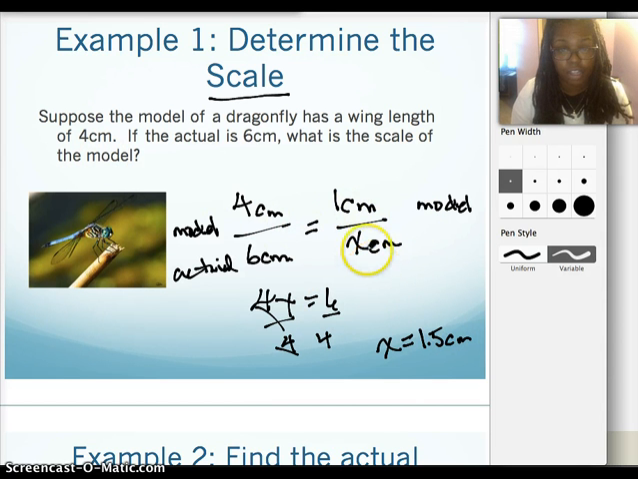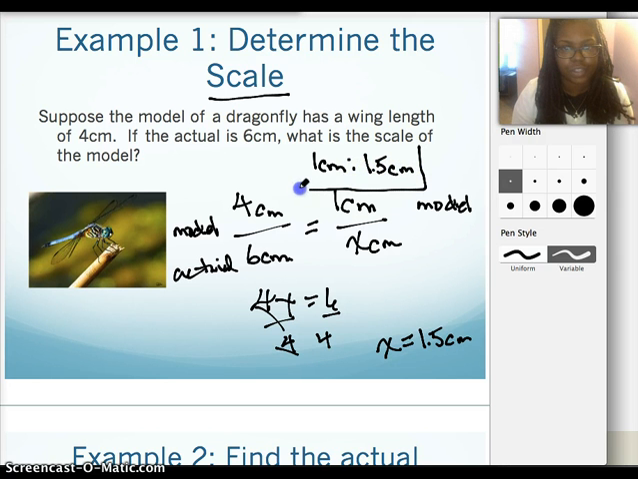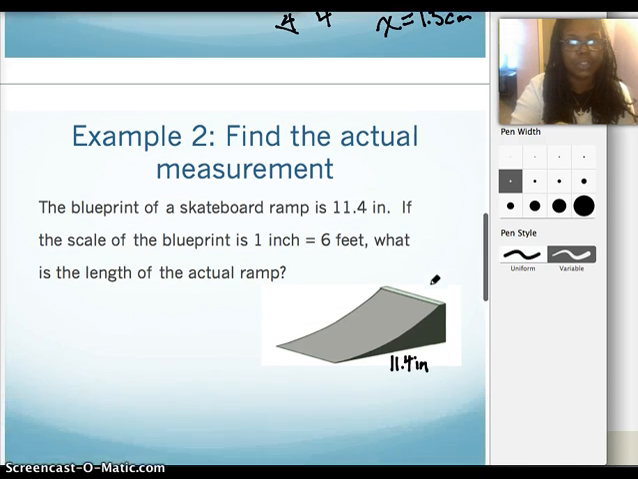So my ratio in this case, my scale happens to be very similar to my scale factor because they are in the same units, but the scale is going to be 1 centimeter to 1.5 centimeters. And I can write that in this way, or I could also write it as 1 centimeter to 1.5 centimeters. Like that. Both are fine. All right, let's take a look at example 2.